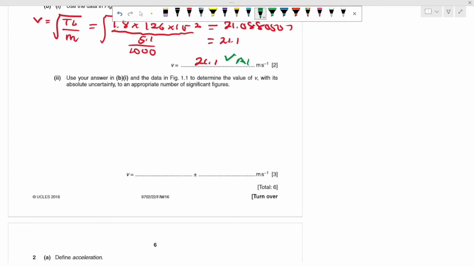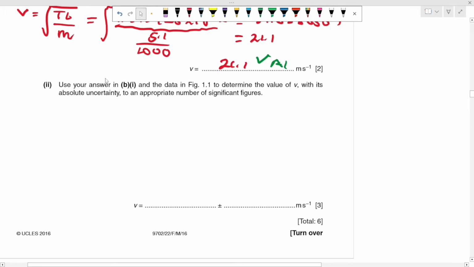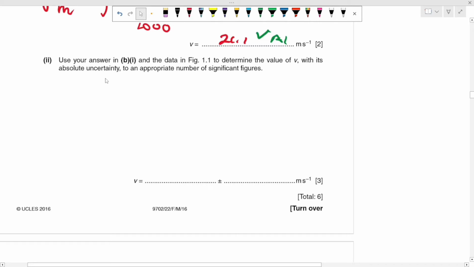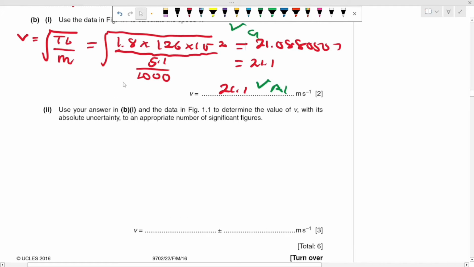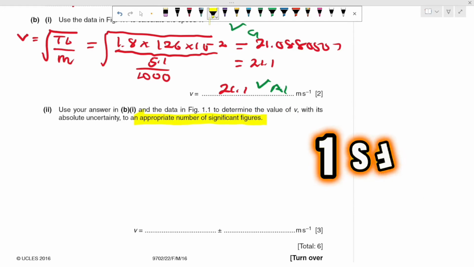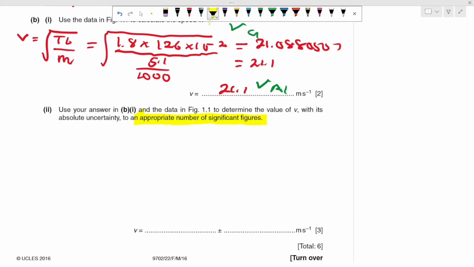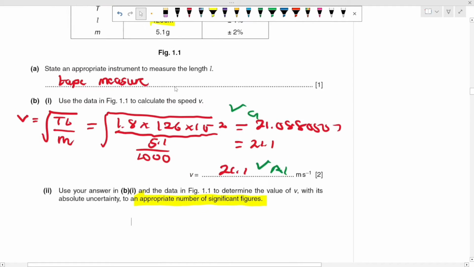Use your answer in BI and the data in Fig 1.1 to determine the value of v, and with its absolute uncertainty, to an appropriate number of significant figures. Why are they saying to an appropriate number of significant figures, you might ask? Well, the number of significant figures of an uncertainty is always 1SF. That's a law. Remember, whenever you're given an absolute uncertainty, try to express it to 1SF. Hence, your value of v will sort of adapt to that uncertainty.